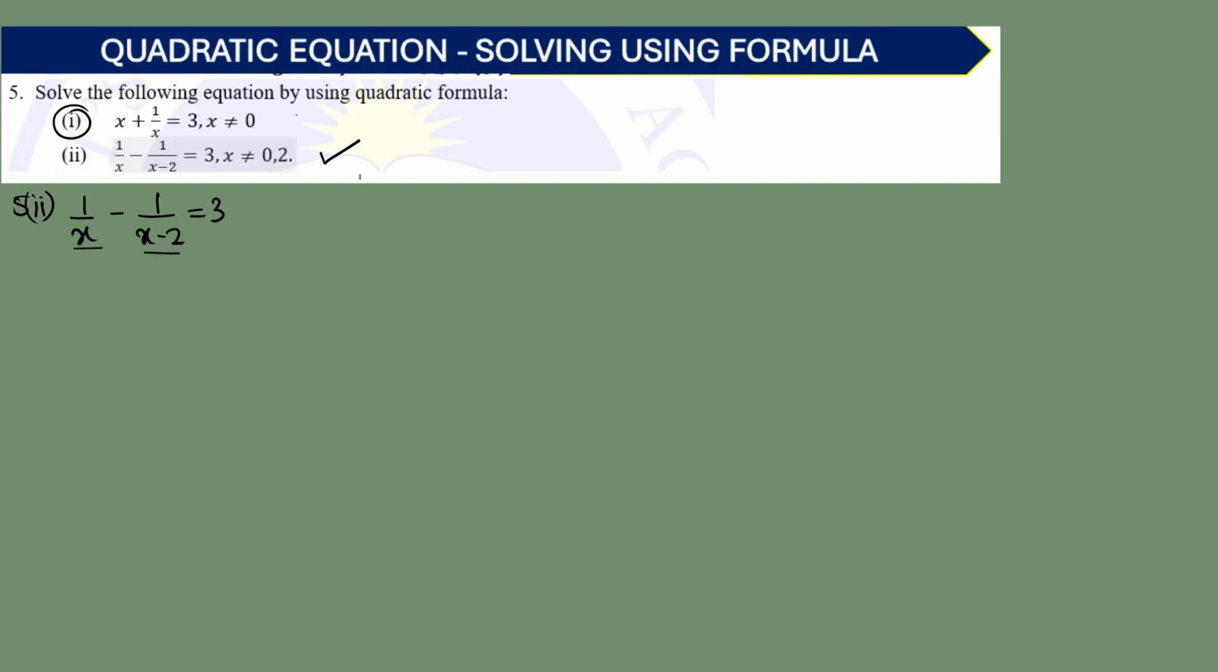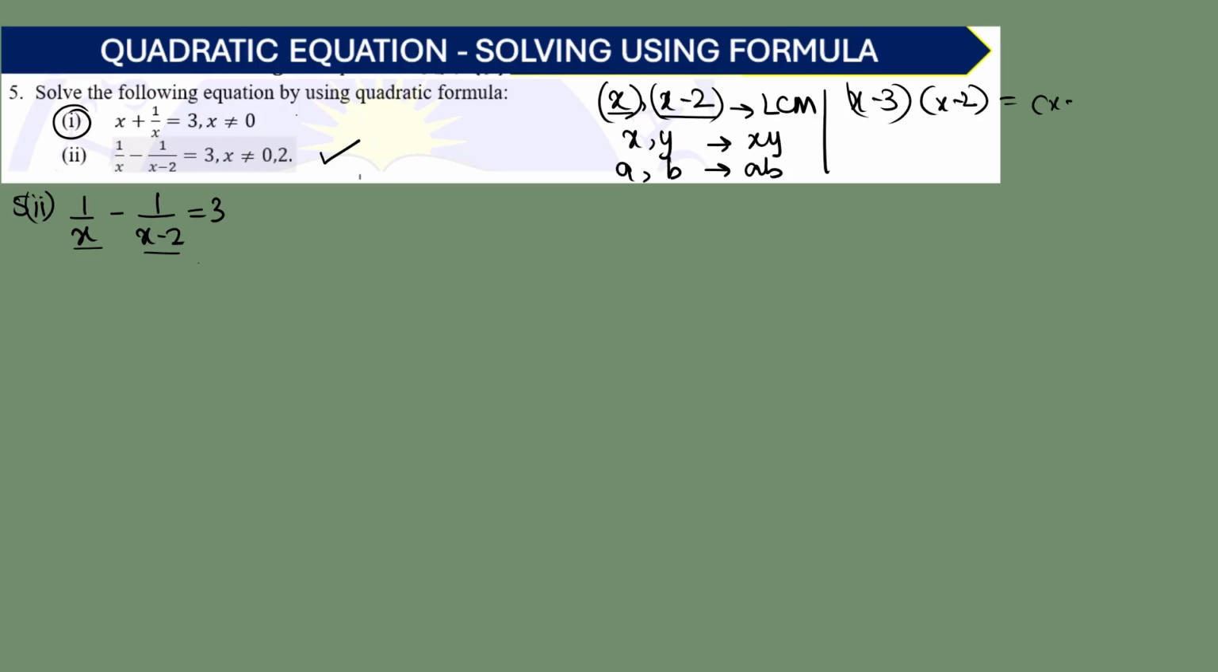Take LCM. Now you don't know these numbers. So how do you take LCM of x and x minus 2? x comma x minus 2. Nothing in common between them because we don't know the value of x. So always just multiply them with each other. That will be your LCM. So what is the LCM of x and y? xy. What is the LCM of a and b? ab. What is the LCM of x minus 3 and x minus 2? x minus 3 into x minus 2.